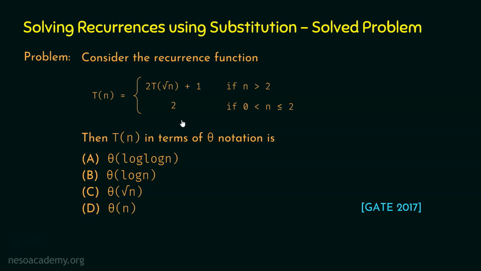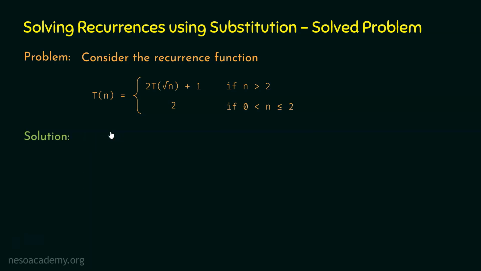So now let's try to do this. Let's apply the substitution method to this recurrence relation and solve it. In order to solve this recurrence relation, we need to provide some space here for the solution. So now let's remove this part of the problem and solve it. Here we have T(n) equal to 2T(square root of n) + 1. This is the recursive case. This is true if n is greater than 2. If n is less than or equal to 2, and if n is greater than 0, then T(n) must be equal to 2. This is the base case.